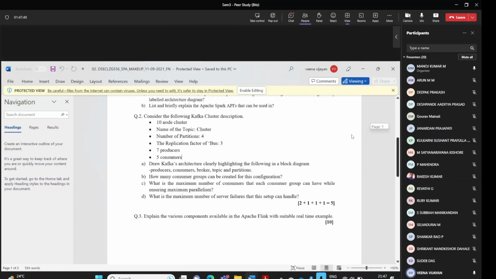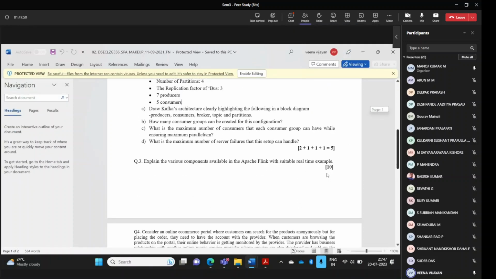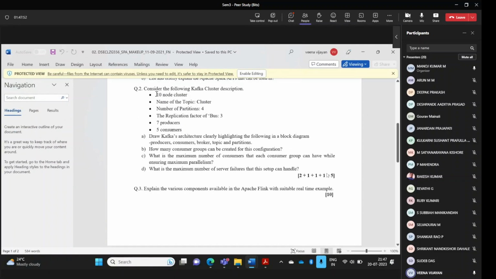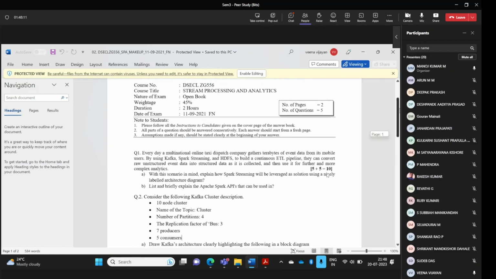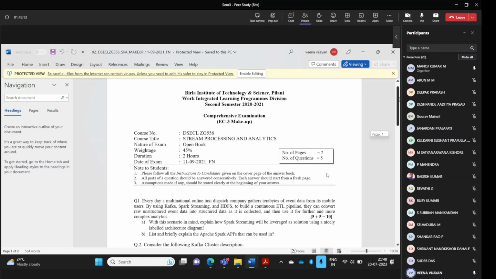We will cover the first question, but I just wanted to show you. It's a 10-node cluster. Number of partitions 4. 7 producers, 5 consumers. Replication factor 3. Say another question. Another paper. This came in the makeup exam.